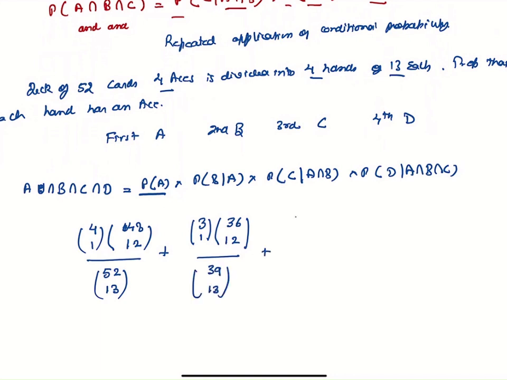Now we have 2 aces left, and how many cards are left which are not aces? There are only 24 left and we're going to choose 12 from them, over 26 choose 13. Finally it's going to be 1 anyway, because there is only 1 ace left, so it has to go into the 4th hand. So this is how you do the repeated applications of conditional probability.